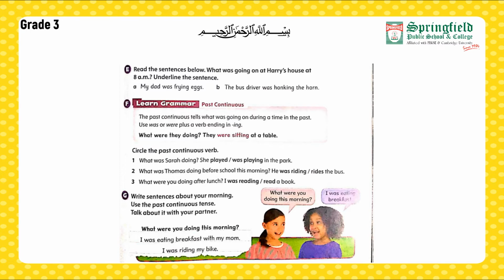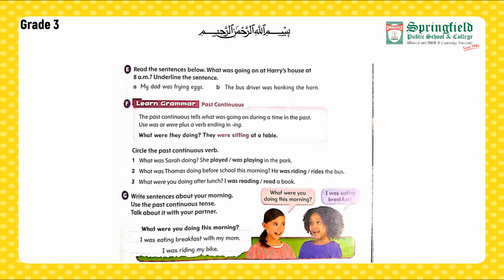Moving towards Part F, learn grammar, past continuous. The past continuous tells what was going on during a time in the past. Use was or were plus a verb ending in ing. As I already told you, past continuous tense always uses was or were and the verb, that is the present participle, ending with ing. Like, what were they doing? They were sitting at a table. Were sitting indicates past continuous. Circle the past continuous verb.